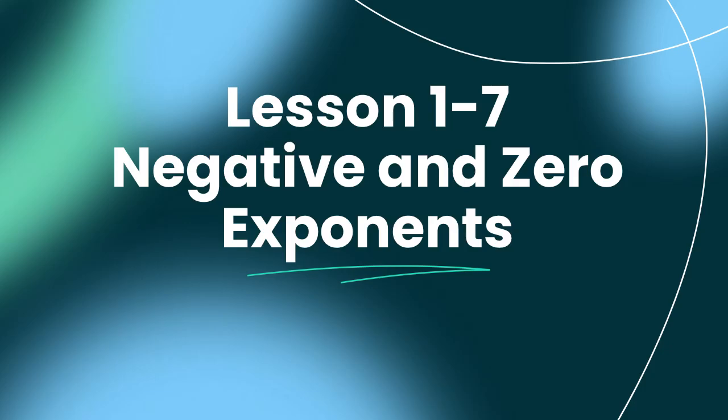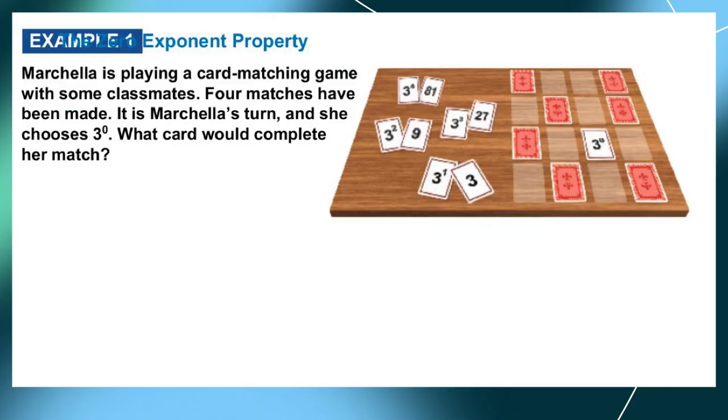This is lesson 1-7, negative and zero exponents, and it starts in your workbook on page 48. This is example 1 on page 48 of your notebook. It says Marcella is playing a card matching game with some classmates. 4 matches, here they are, have been made. It is Marcella's turn, and she chooses 3 to the 0 power. What card would complete her match?